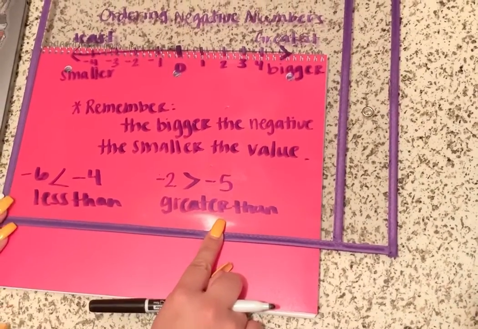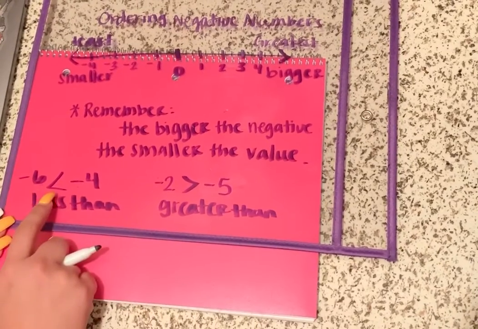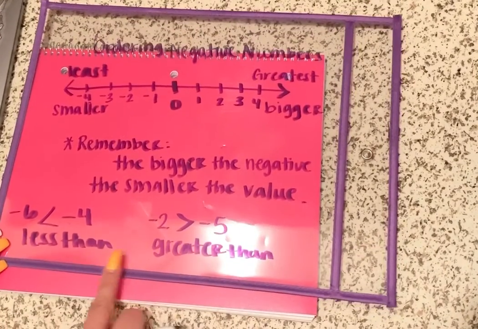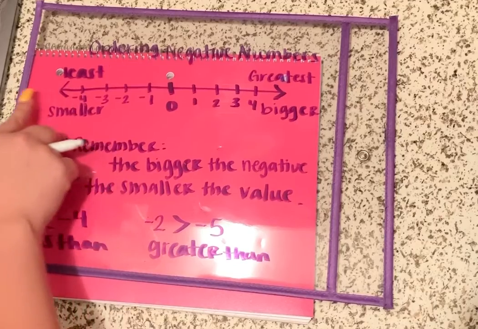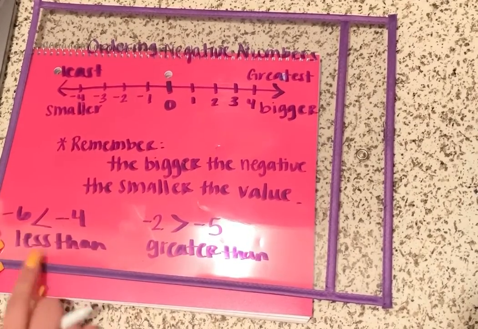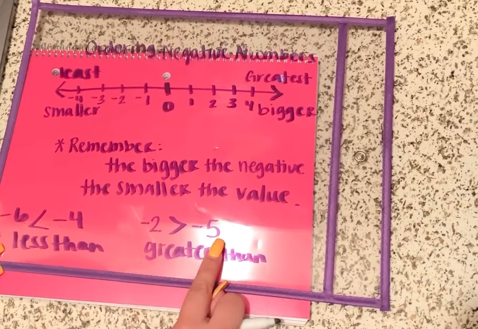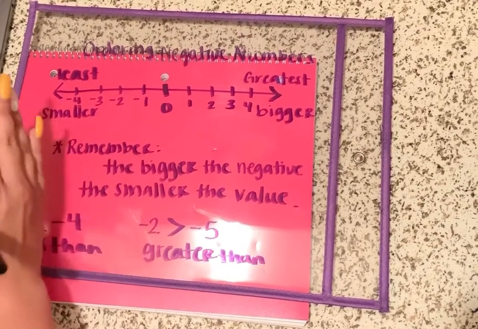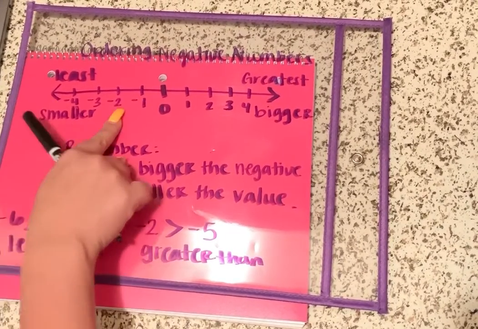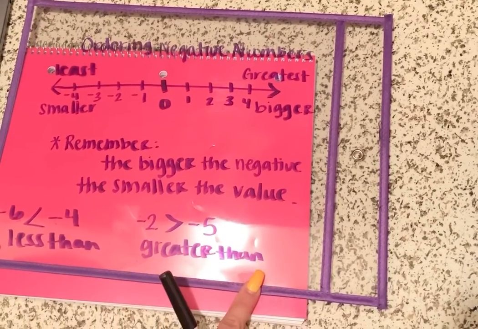These are comparing our numbers. We have -6 is less than -4. So as I look at my number line, -6 is further to the left of -4, which makes it less than. -2 is greater than -5 because -2 is further to the right of -5, which makes it greater than.